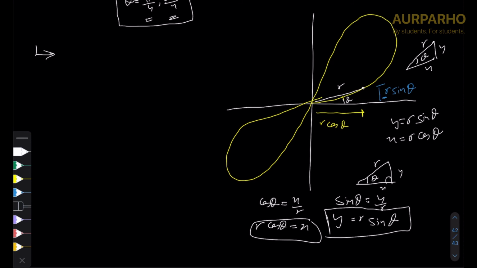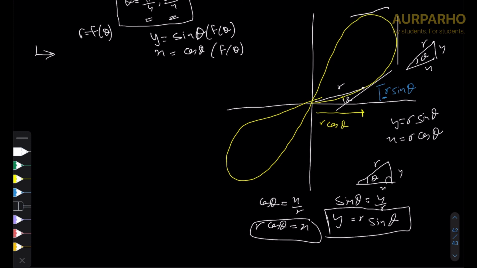So first of all, let's take a look at the derivative. At any point, how do you find the slope of this graph? For example, at this point it might be something like this, at this point something like this. If you're given r equals a function of theta, you can first find the y component by multiplying by sine theta, and the x component would be r multiplied by cos theta.